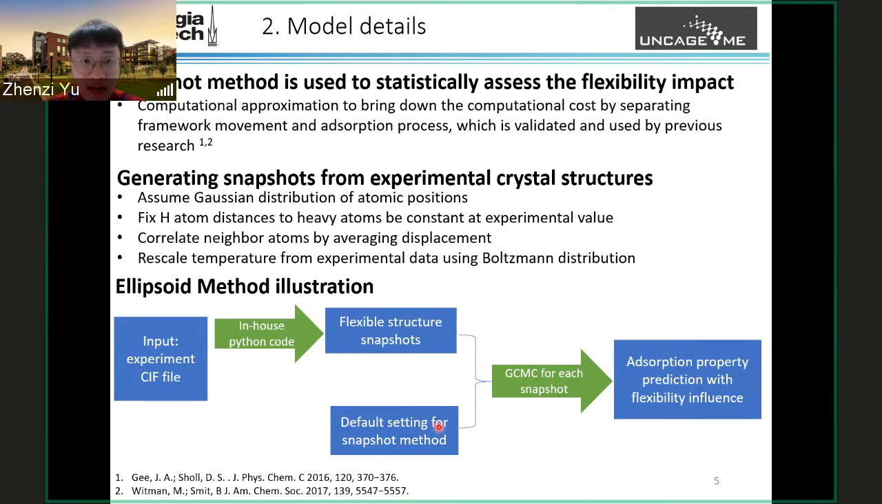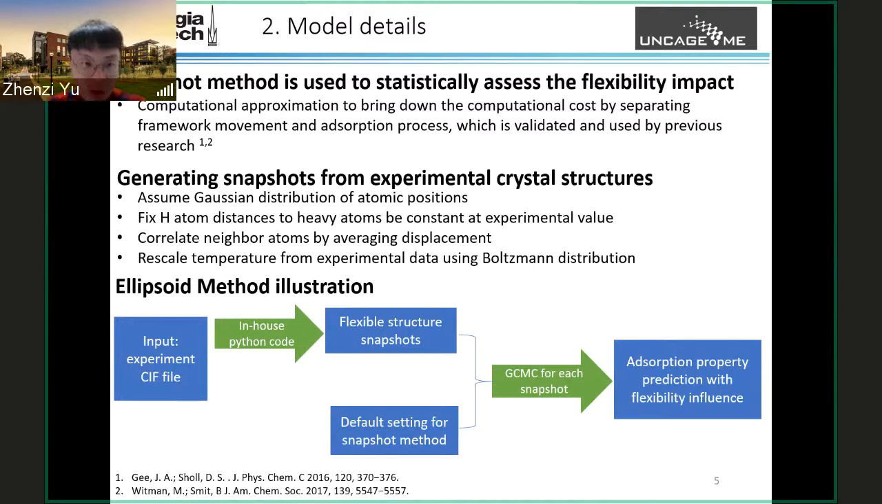This slide shows the model details. Overall, this model is based on the snapshot method, which is used to statistically assess flexibility impact. The snapshot method is a computational approximation to bring down the computational cost by separating framework movement and the adsorption process, which is validated and used by previous research. The key of the snapshot method is generating snapshots.